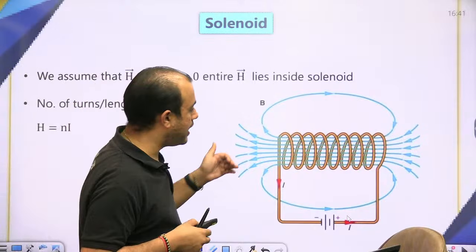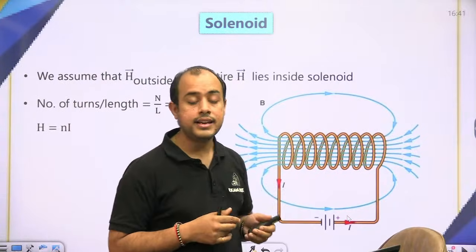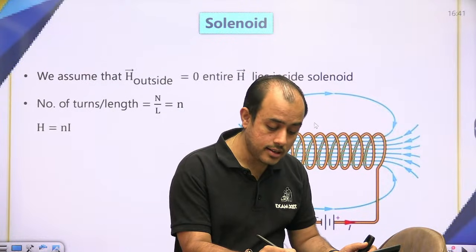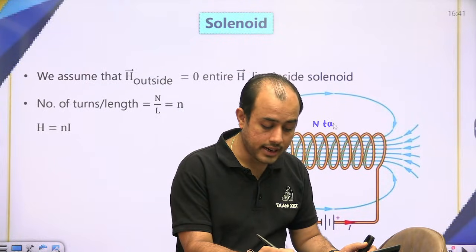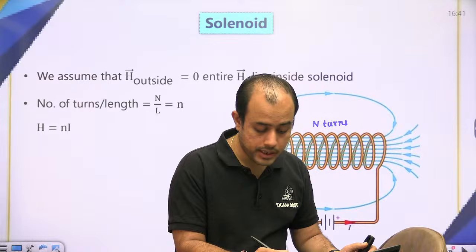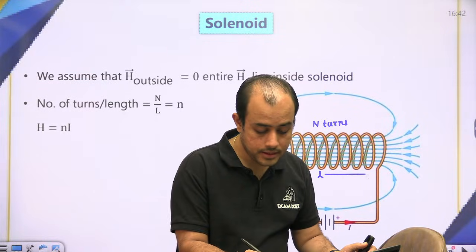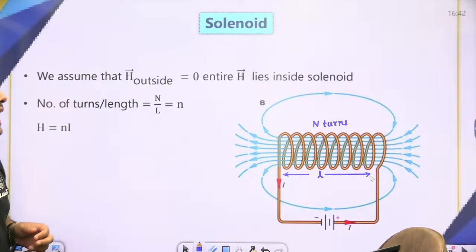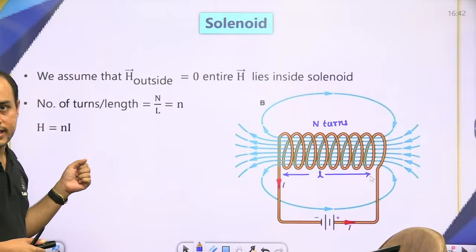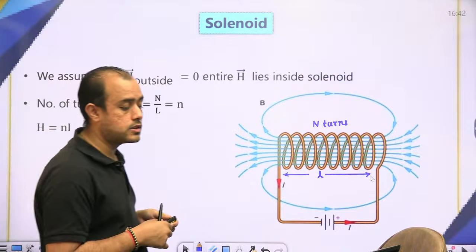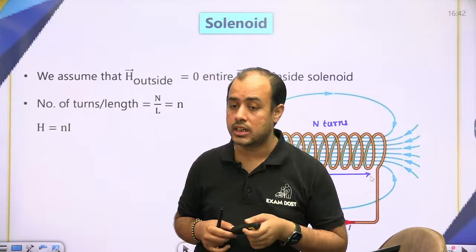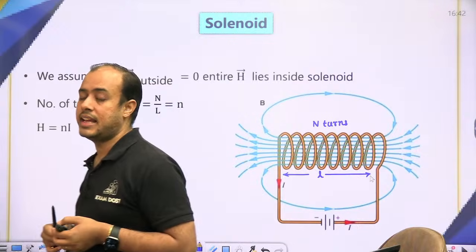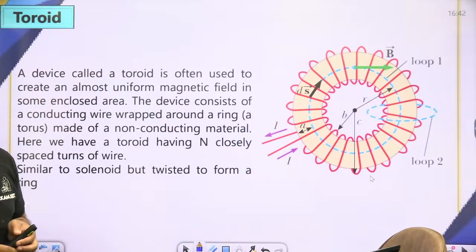When you wind a wire having N turns spread over L length, so there are N turns which are spread over a length L, then the magnetic field inside the solenoid is NI by L, okay? Or n into I, where small n is the number of turns per unit length, capital N is the total number of turns.